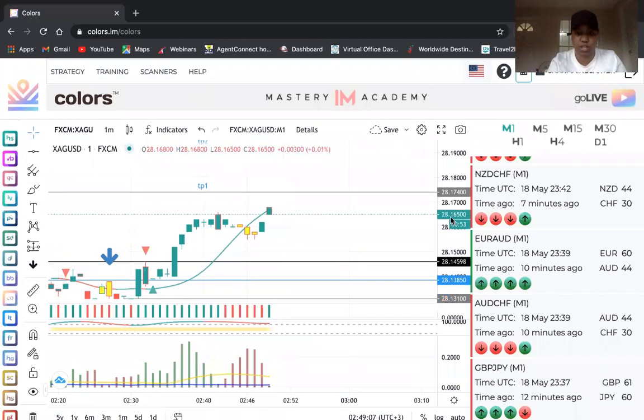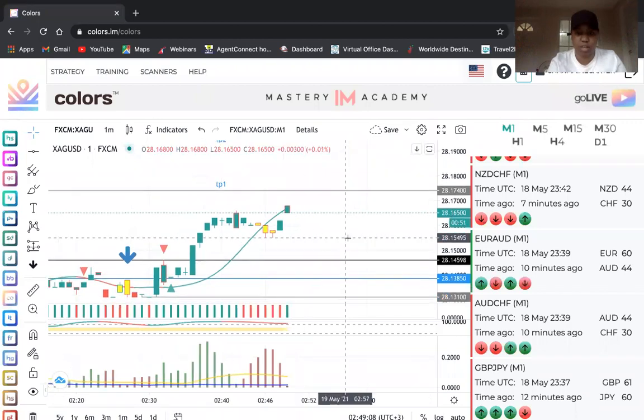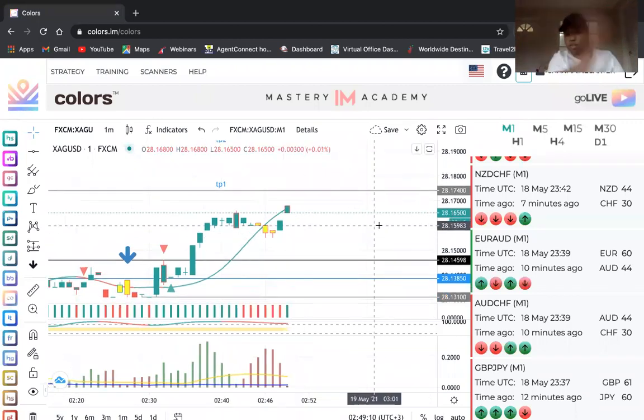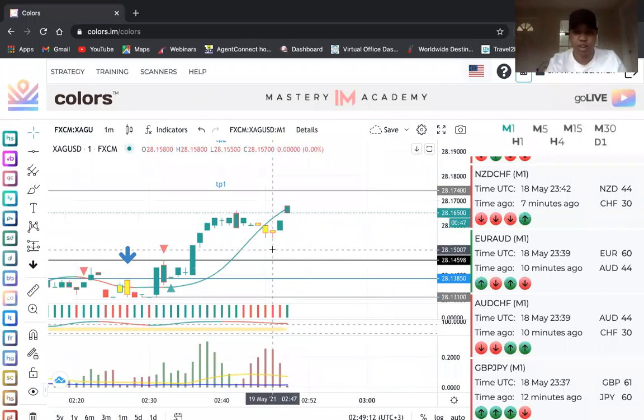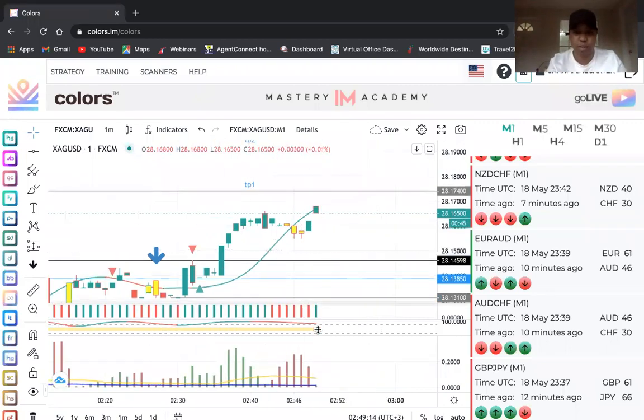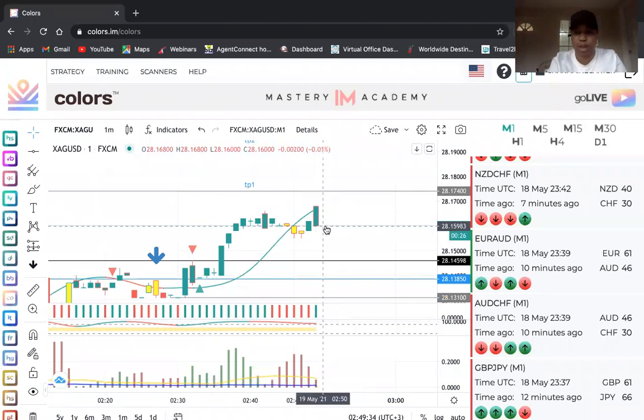Look at this. The buyers are coming back into the market. Woo! The buyers are back in, guys. The buyers are back in to take over. We are still above this yellow box right here. We're still above. Anything can happen, guys. Anything can happen with this line right here. Once this line doesn't drop, we're still in for a buy, guys.